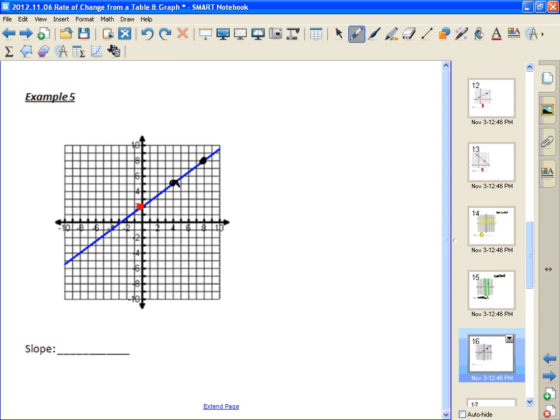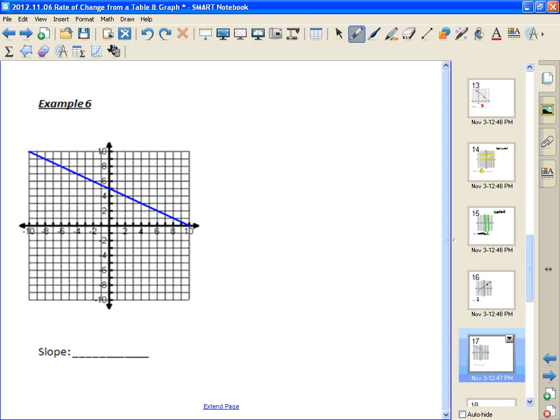Okay, so what I'm going to do now is look at these points, and it's always a good idea to get at least 3 points so that you can double check that you actually got points that were on the line. So I'm going to count here. I'm going to go up 1, 2, 3, and then I go to the right 1, 2, 3, 4. So I went up 3 over 4. So my slope of this line is 3 over 4. And because it's an increasing line, that means that it has a positive slope.